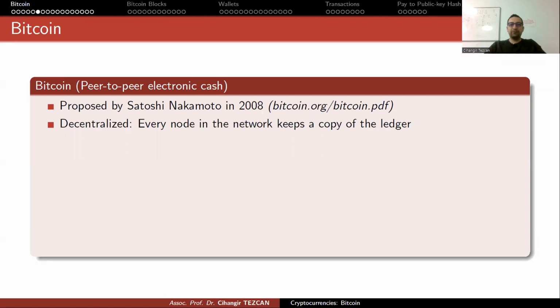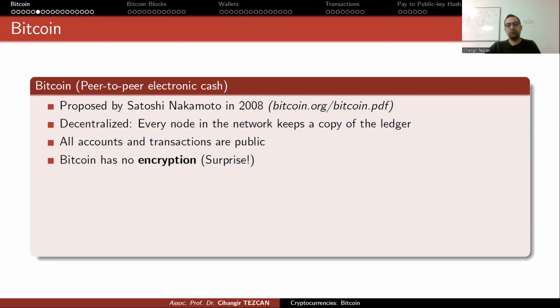Decentralized: every node in the network keeps a copy of the ledger, so everybody has every transaction since the beginning. All accounts and transactions are public. This is the surprising thing for a lot of people, because people think that crypto means cryptography and cryptography means encryption. So if this is a cryptocurrency, then everything must be encrypted. This is the big surprise.